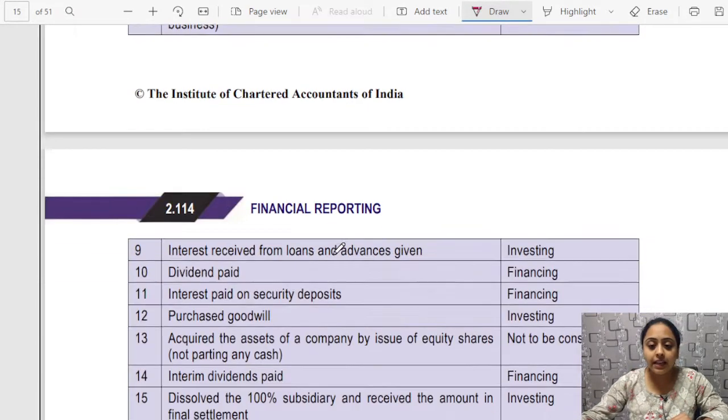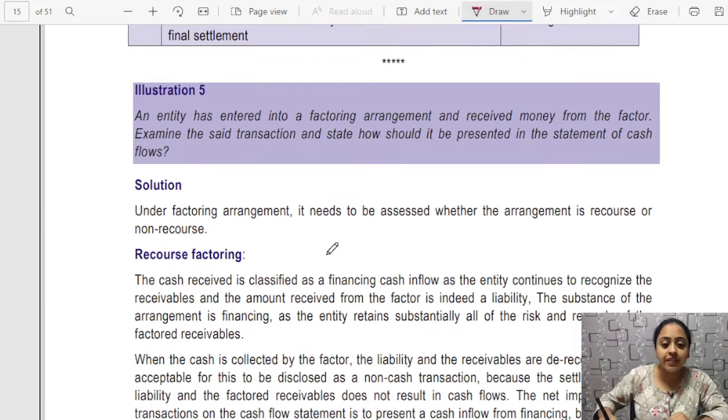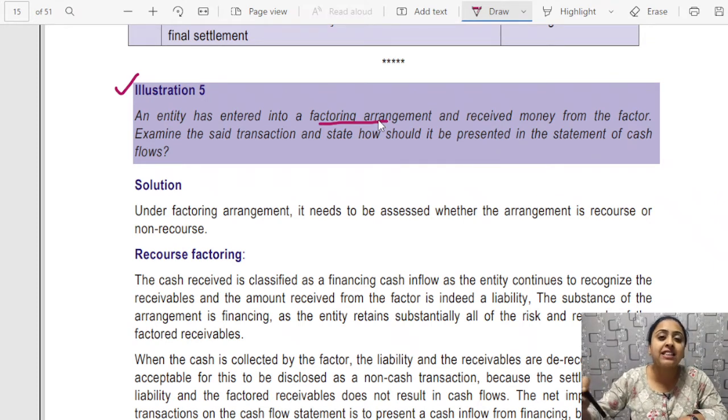Next comes illustration number 5. An entity has entered into a factoring arrangement. What is a factoring arrangement? Earlier also I have told you that for collection of your debtors, you are outsourcing to an agency and asking them to collect from the debtors on your behalf. The entity is outsourcing such collection work to a factor, hiring an agency to collect on behalf of the entity, and receives money from the factor.